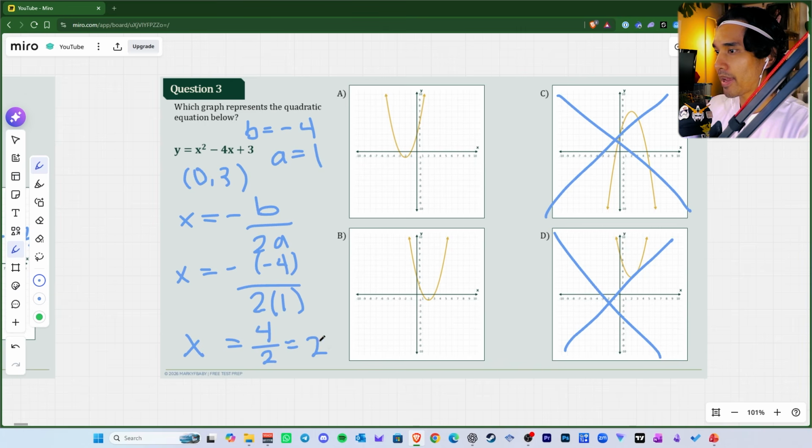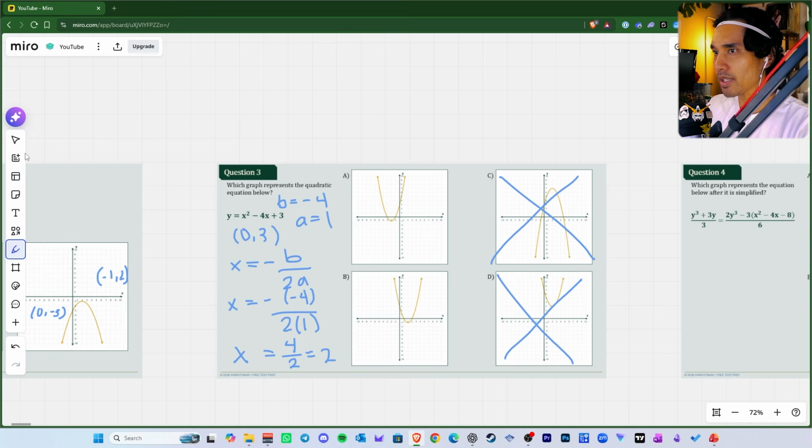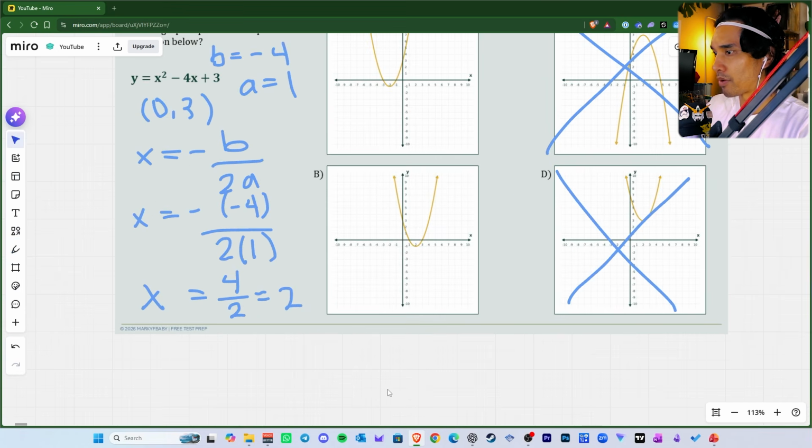So then I have my x, which is 2. I plug it back in. So I'm going to just, bear with me. This is the first time I'm using a Miro board for my presentation.